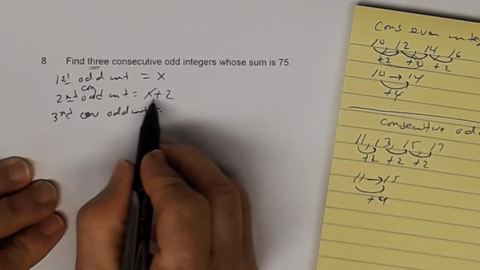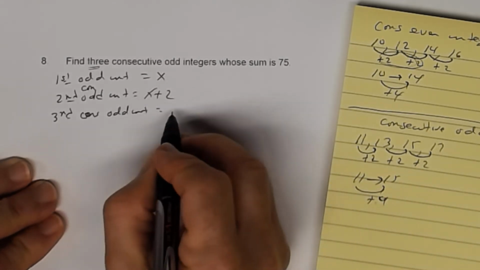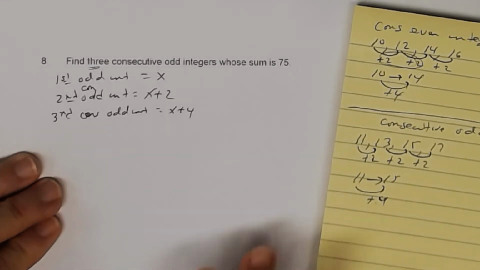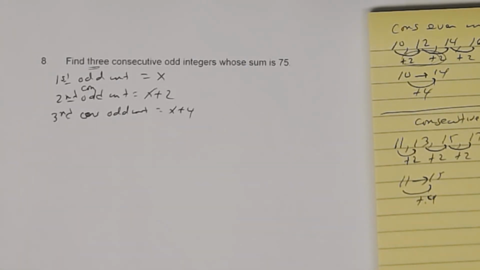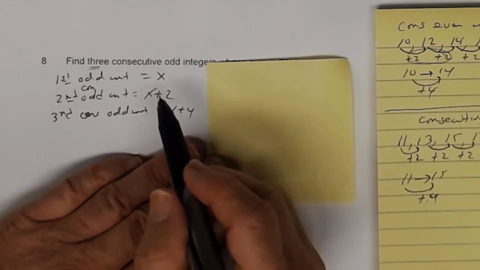So if I add 2 to the previous one, what's 2 plus 2? 4. So x plus 4. So those are your 3 consecutive odd integers. And make things easy on yourself. Think about it. Ask yourself if what I have is correct.